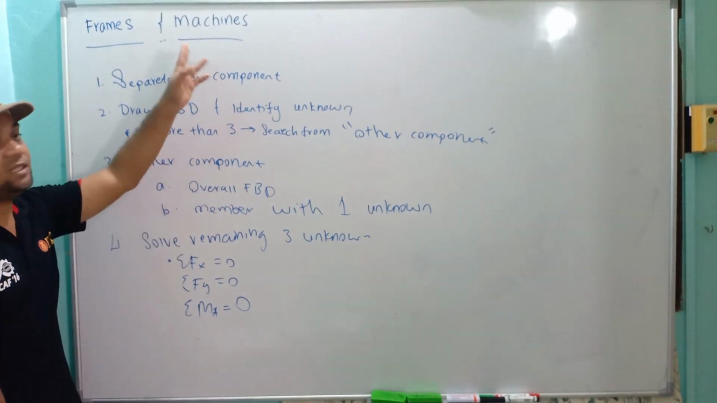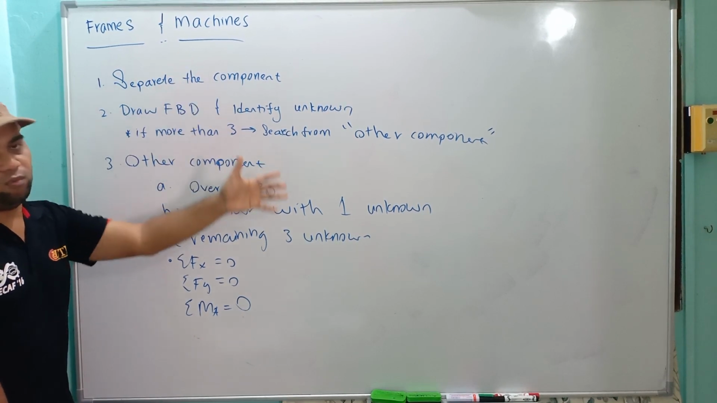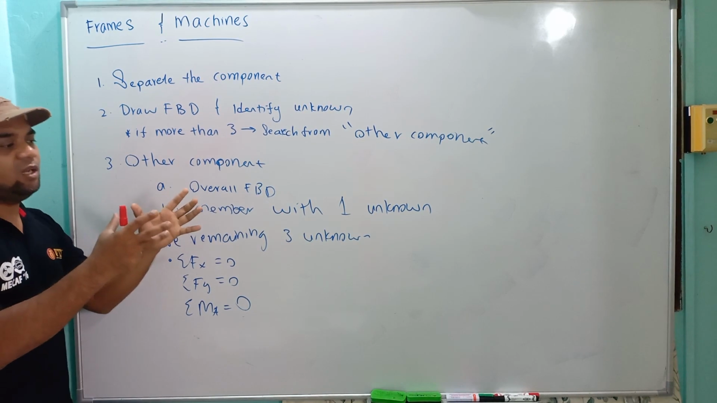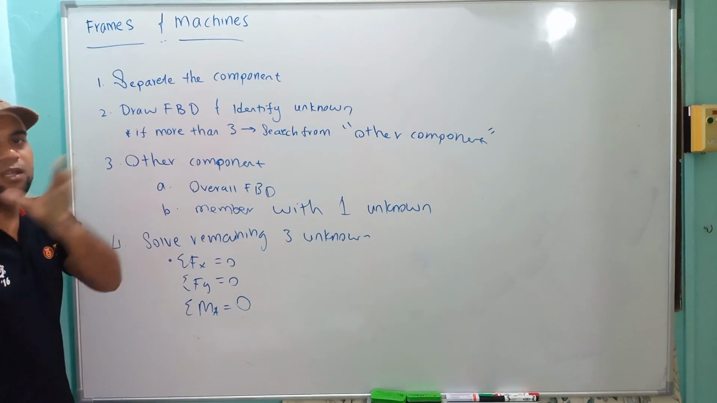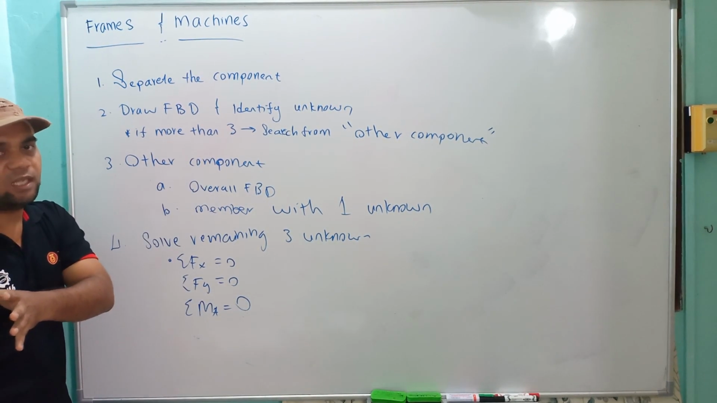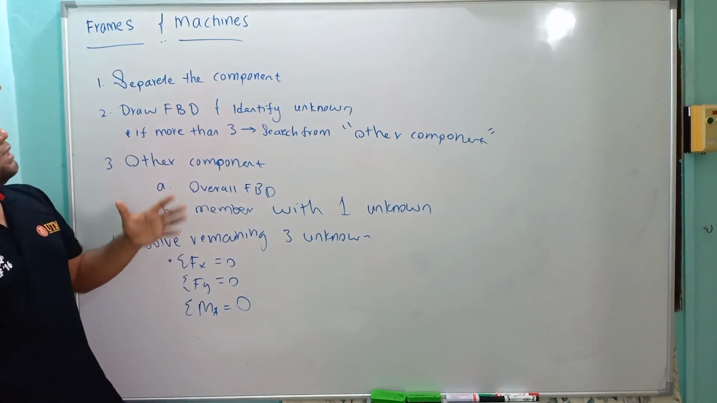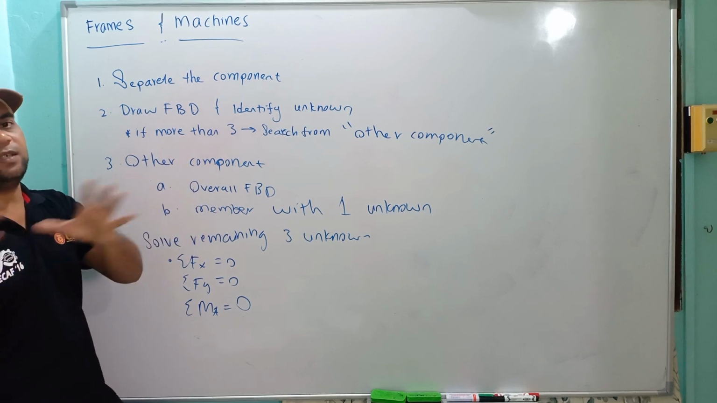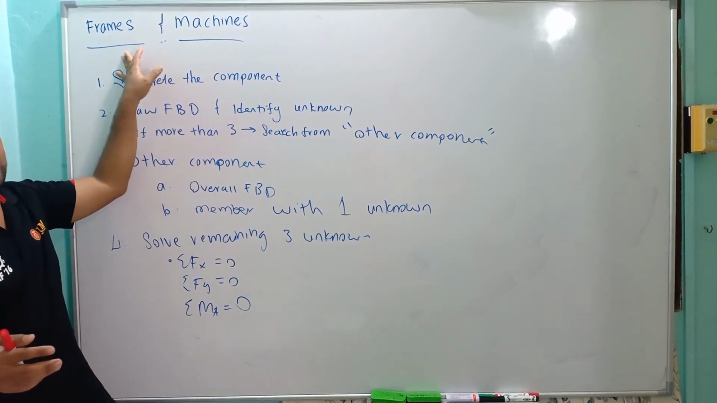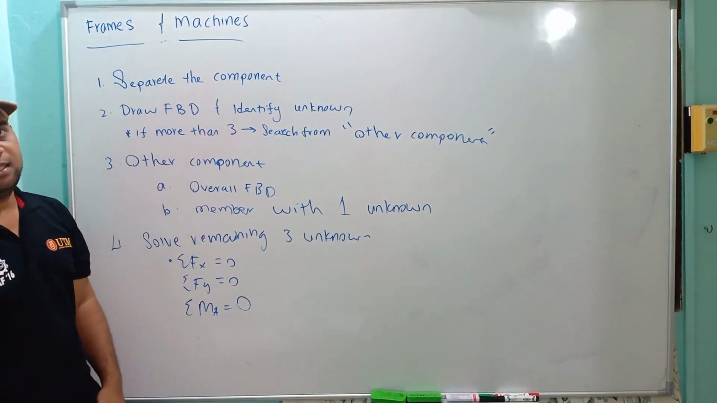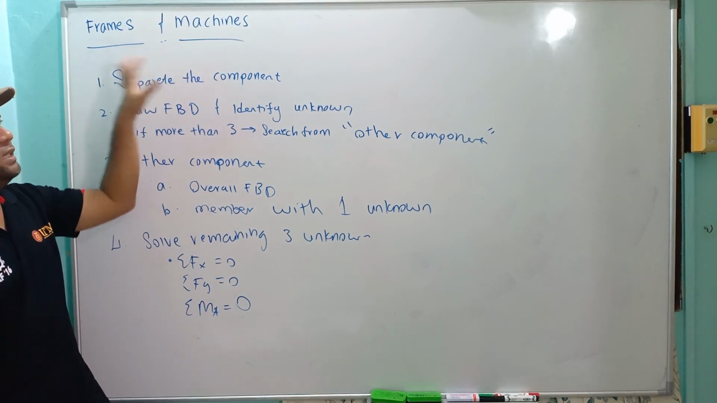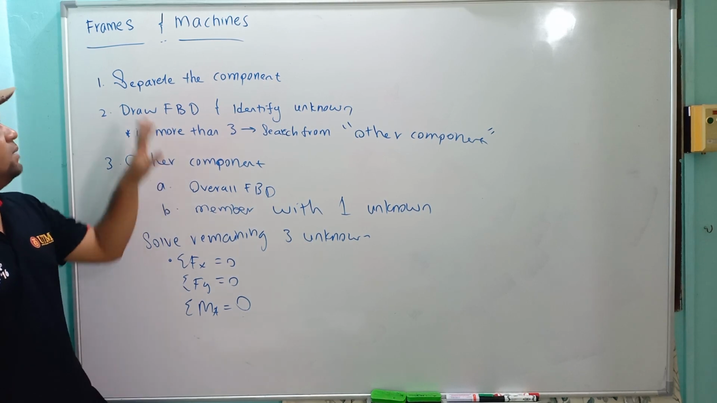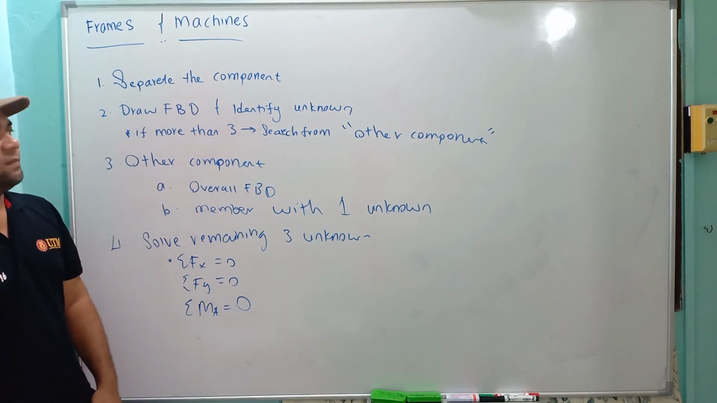Whereas a machine is a component or structure that can support the load and at the same time transfer the load to another position. Normally in reality, a machine can have a lot of moving parts to transfer the load, but this one doesn't have any moving parts. All the components are static. But the way of analysis is the same. The method is the same, despite the difference between frame and machine.